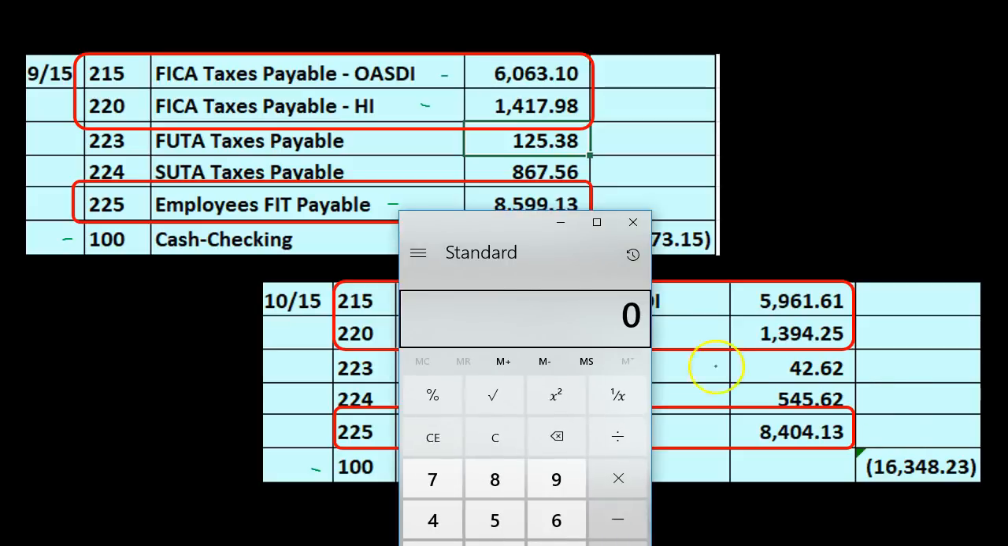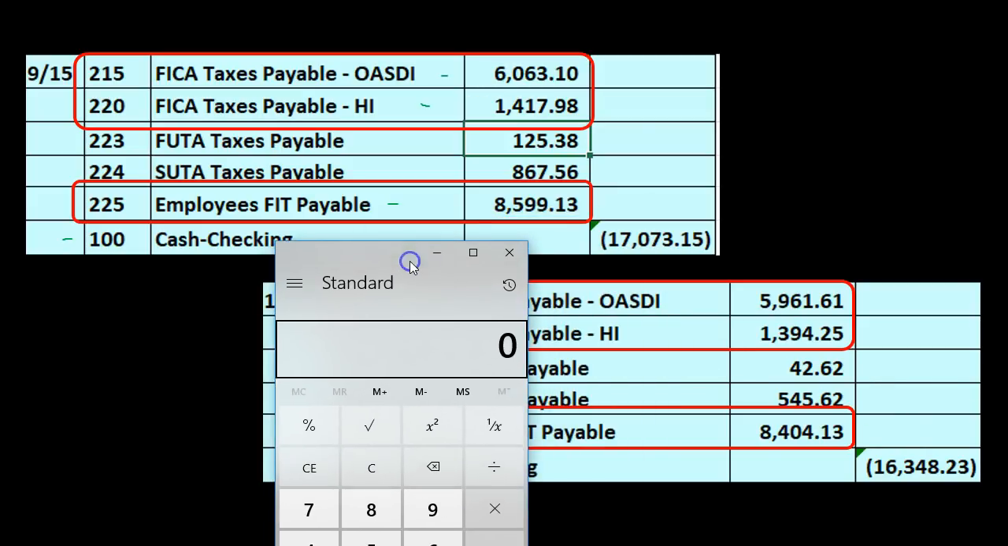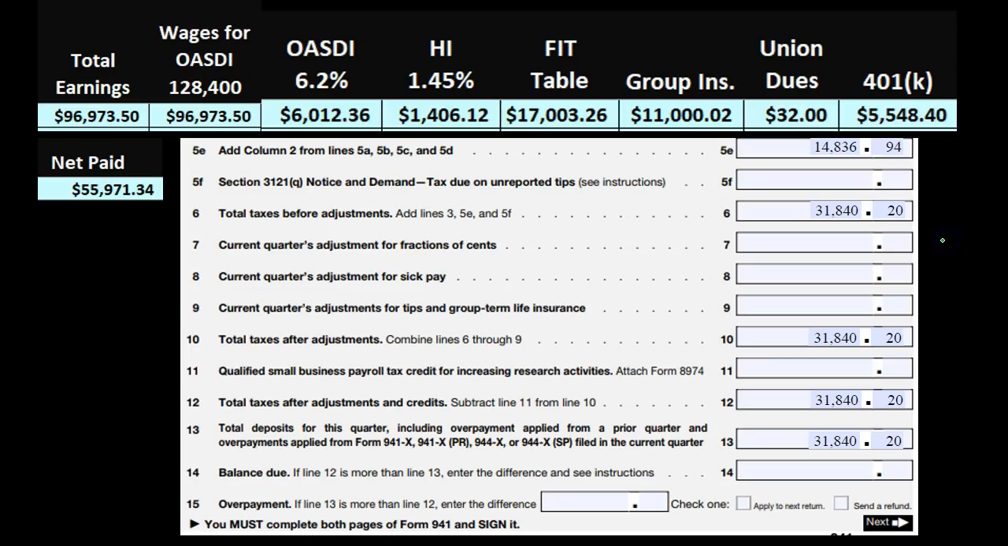So if we take out the calculator and see if we can add these up properly, we've got the 6063.1 plus the 1417.98 plus the 8599.13 plus the 5961.61 plus the 1394.25 and the 8404.13, giving us the 31,840 and 20 cents. So if we go back to our form, then 31,840 and 20 cents matches the liability.